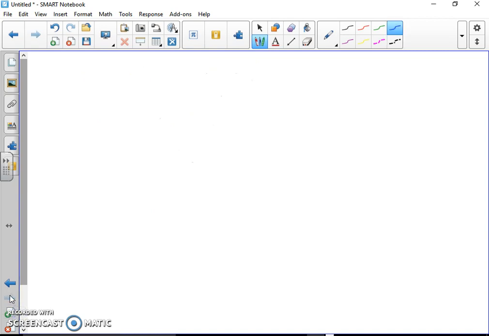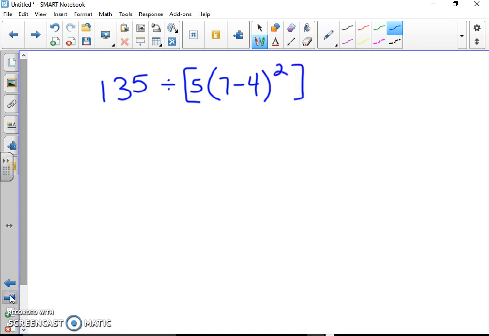So let's get into a couple examples of order of operations. So we have 135 divided by, and then a bracket, 5, parentheses, 7 minus 4, close parentheses, 2, and bracket. And I always like to write off to the side GEMDAS, to kind of keep track of where I'm at.